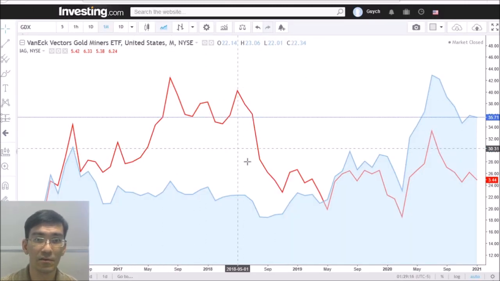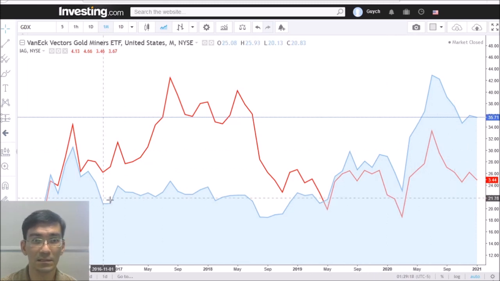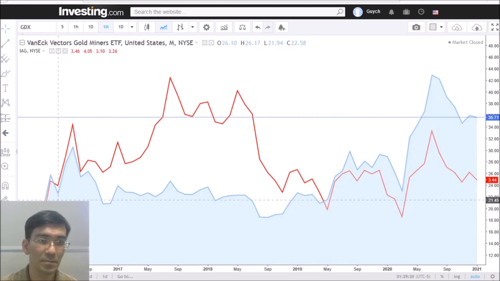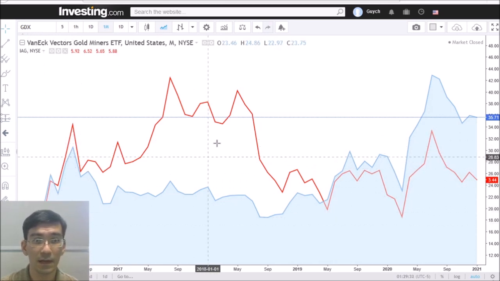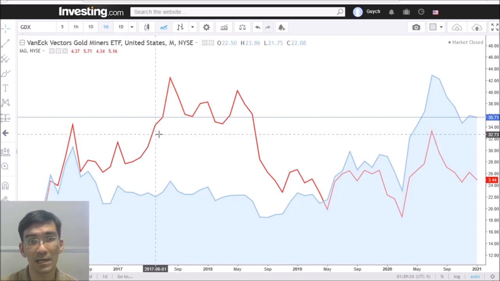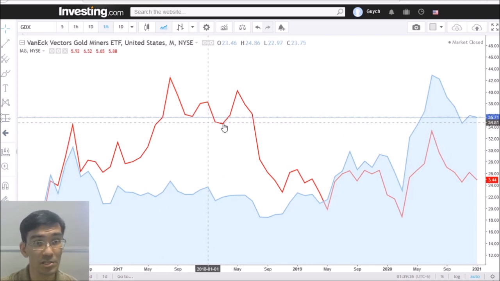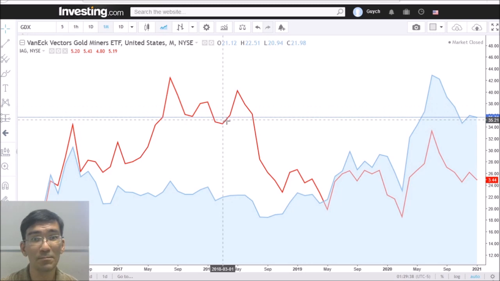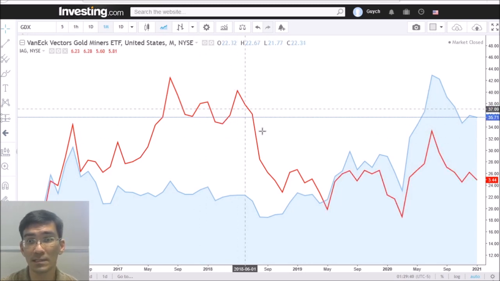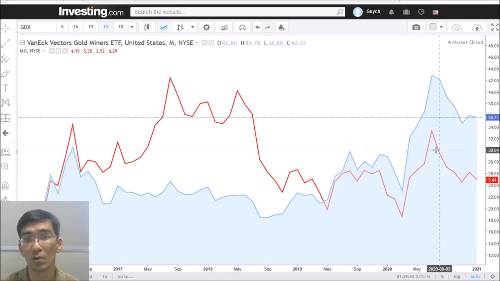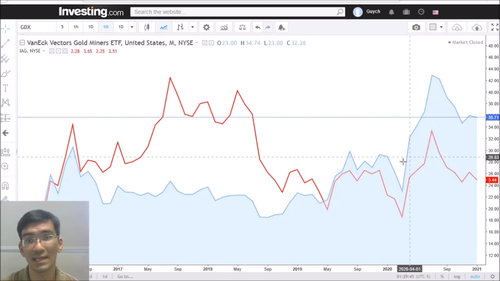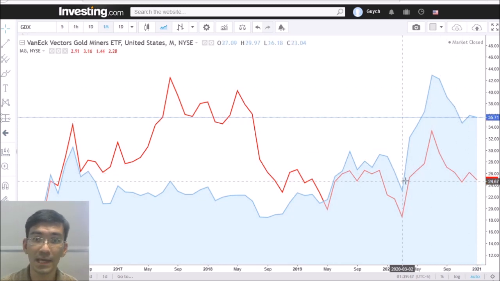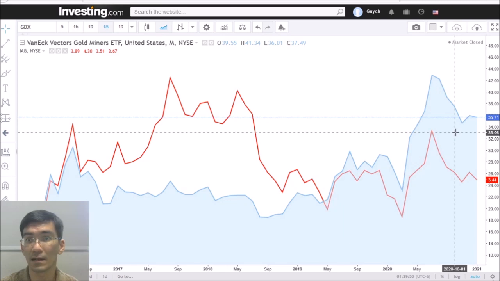Comparing IAG, the red line over here, with GDX, the blue line, we see that back in the middle of 2016, both GDX and IAG did perform quite similarly. After that, in 2017, IAG was actually outperforming GDX by quite a lot, and perhaps that outperformance is now leading to some cool-off period, when IAG is not gaining as much as GDX does over the last year.